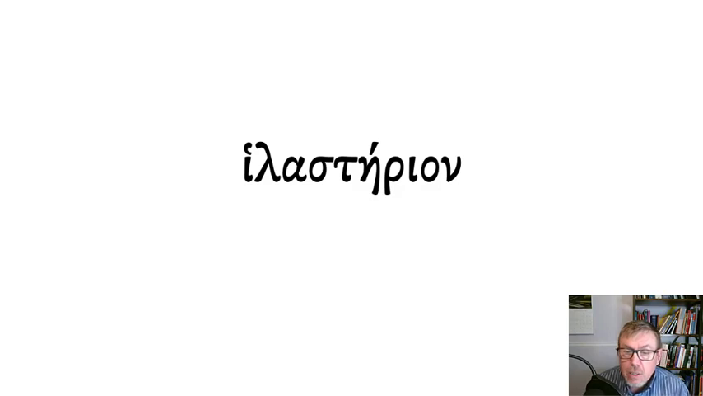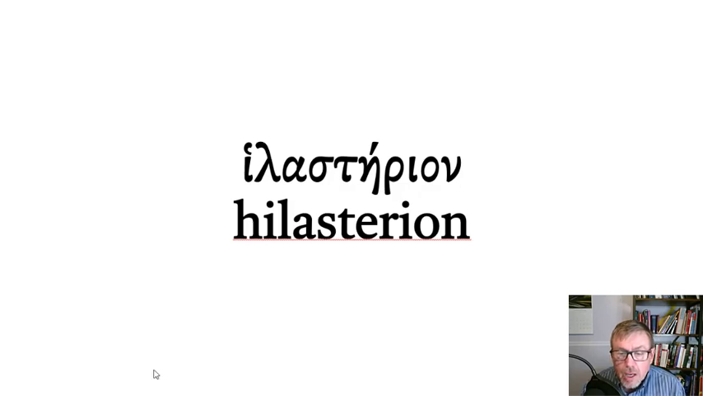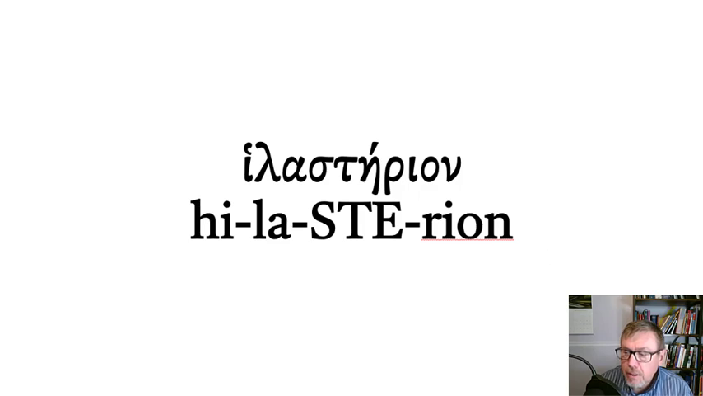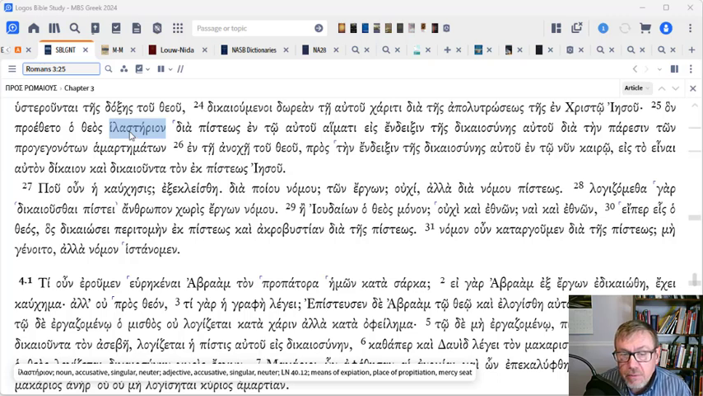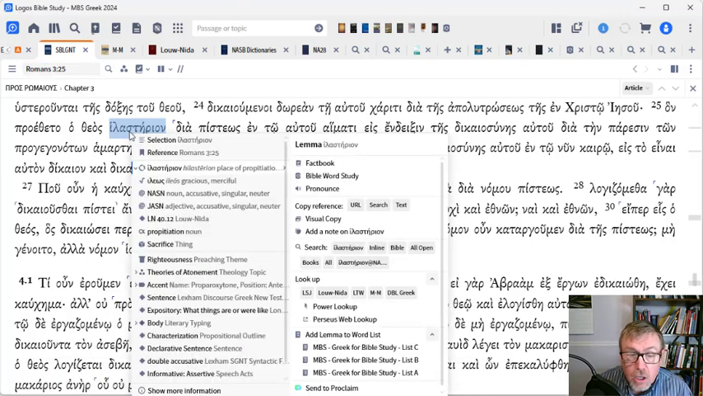We can look at the word hilasterion, and just to remind you that we can spell that out. In the last video, we forgot to put the H at the beginning, but we make it up here. And here we've done a little bit of syllabification. So here's our Logos Bible software, and we have that verse, Romans 3:25, and here we have our word hilasterion, which some are translating propitiation.